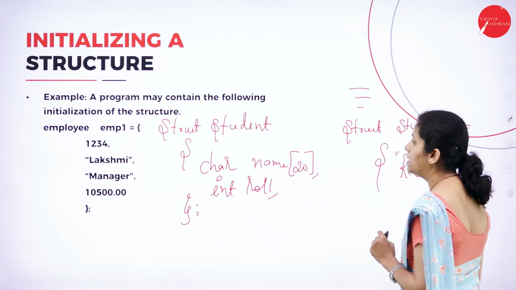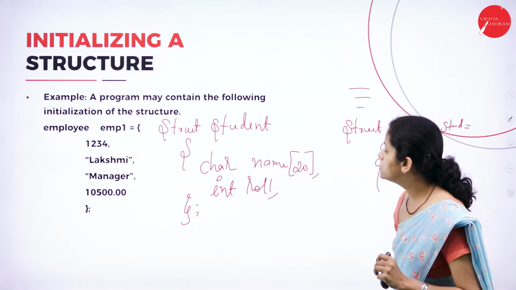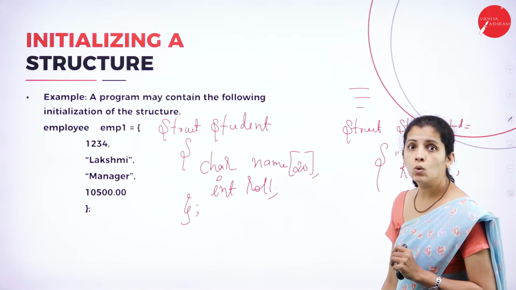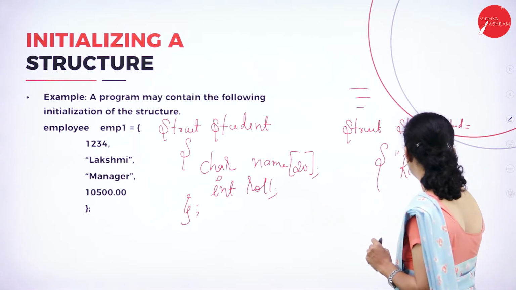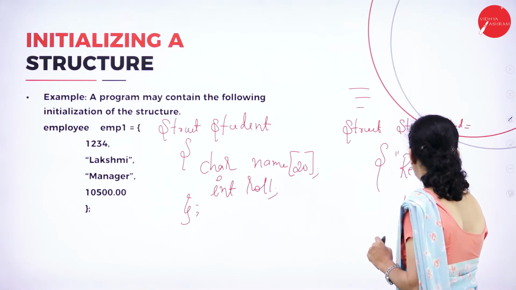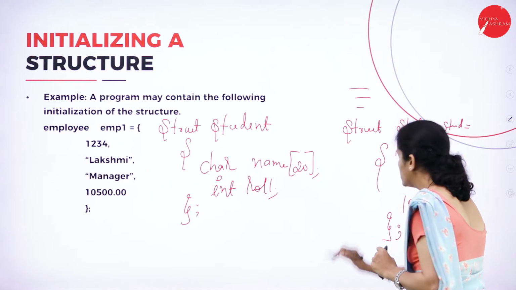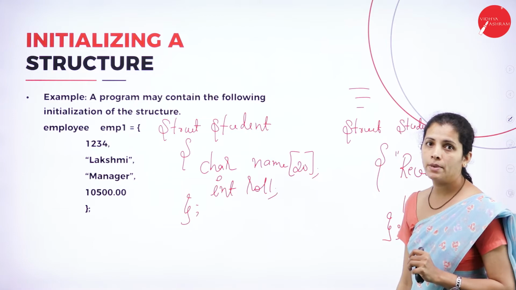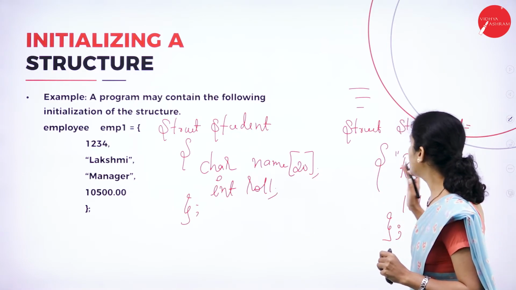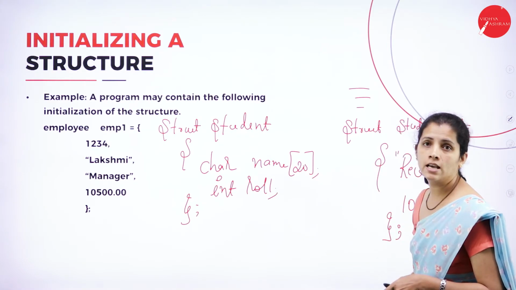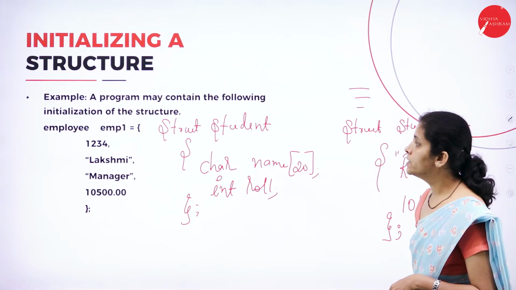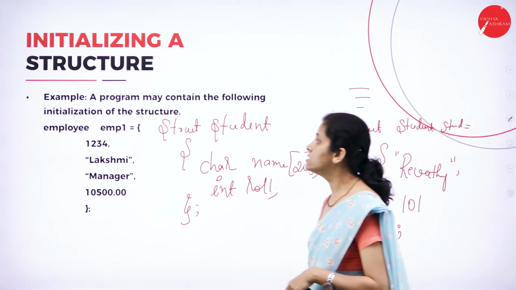Okay, then comma. What is my next field? It is roll number. It's of type integer. So I'll write 101, and I'm going to close the curly brace, and at the end I'm going to write the semicolon. This is the way I can initialize a structure. So both the things are same.